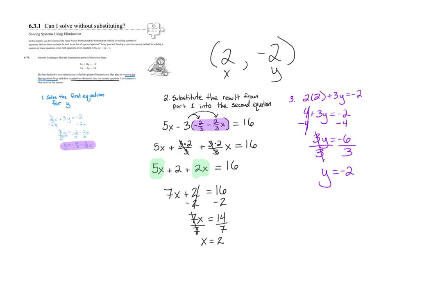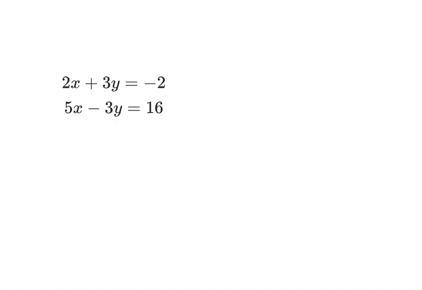That was an awful lot of work, though. So let's look at solving this system in a much faster and simpler way. Here's our system again. It's the same system, 2x plus 3y equals negative 2, and 5x minus 3y equals 16. The really important thing here is this is a positive 3y, and this is a negative 3y.